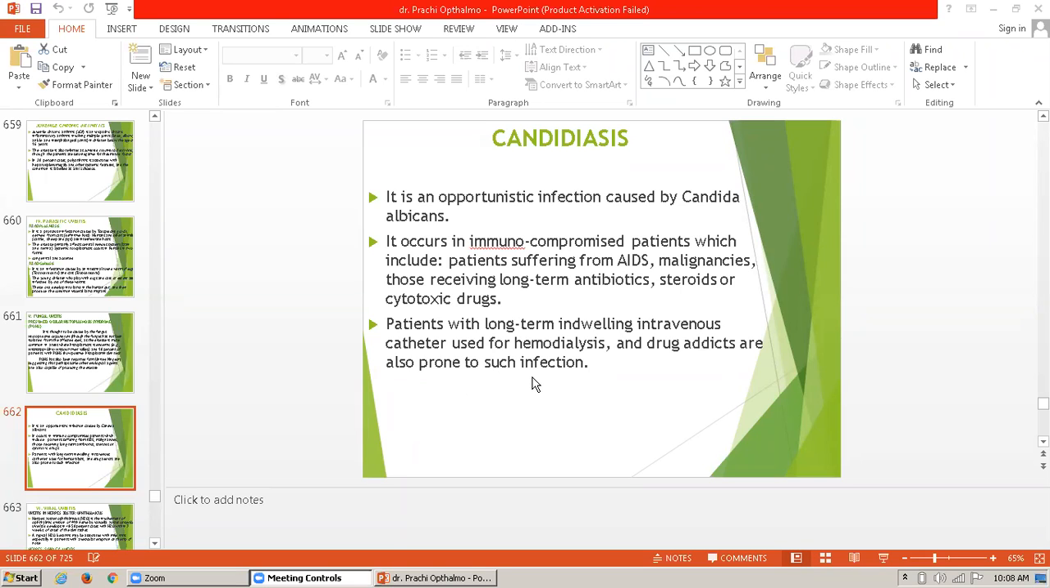So, candidiasis is the infection caused by Candida albicans, and it occurs in immunocompromised patients like AIDS, malignancy, and due to the long-term use of antibiotics, steroids, and cytotoxic drugs. And where there is an intravenous catheter used for a long time for hemodialysis, and drug addicts are also prone to candidiasis.